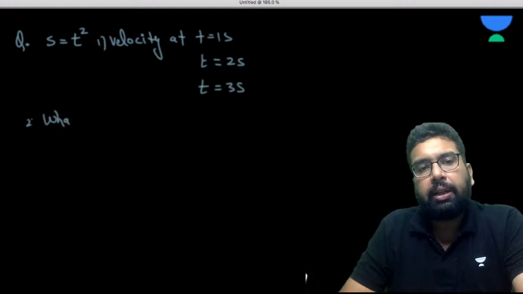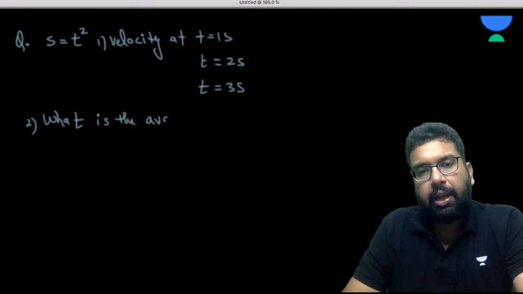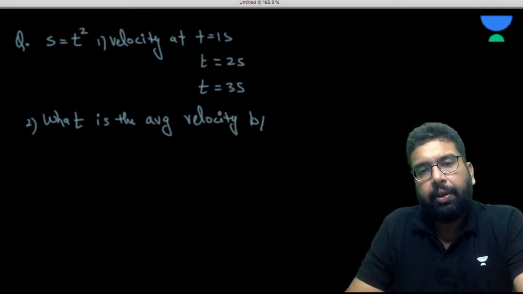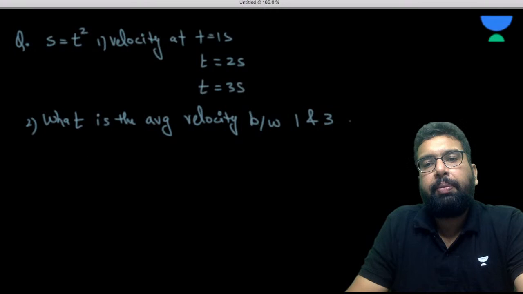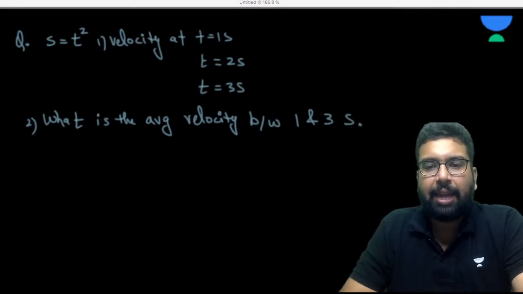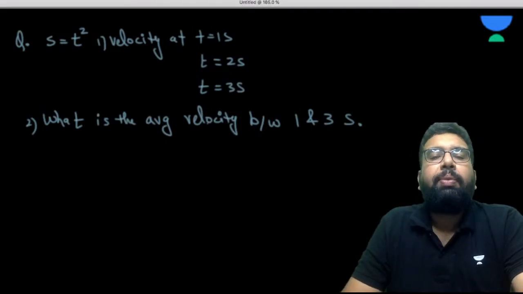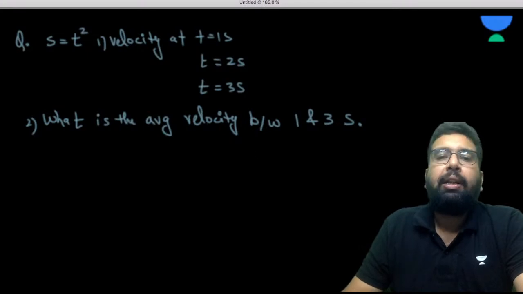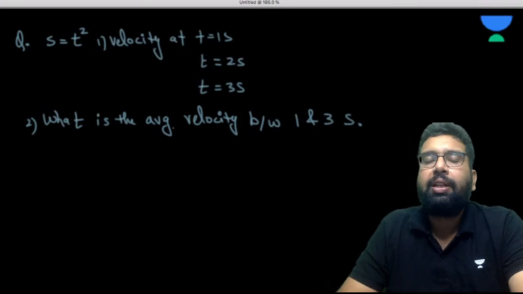Now the second part says, what is the average velocity between 1 and 3 seconds? Remember, this is not 5. Sometimes my S looks like the 5, so don't get confused in that. What is going to be the average velocity between 1 and 3 seconds? So these are the two parts of this question. Let's try to solve this.